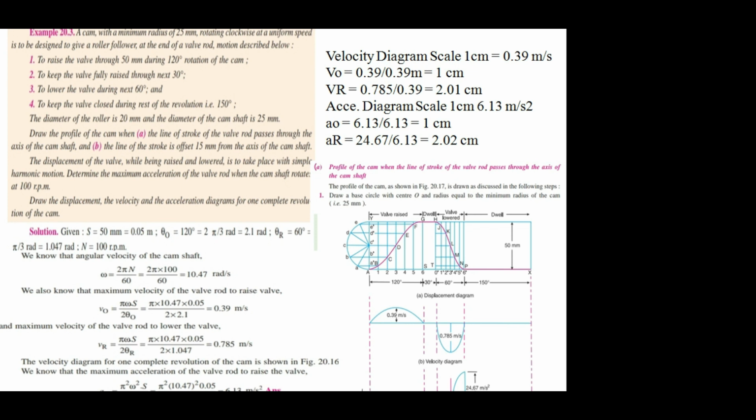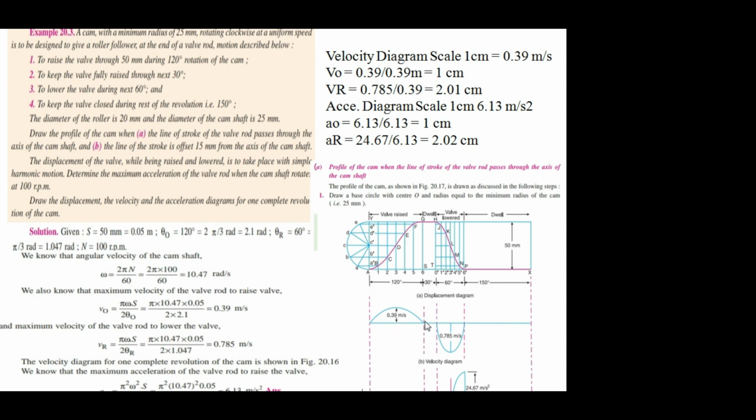The magnitude is 24.67 meter per second square. Here the velocity and acceleration diagram is drawn by taking some suitable scale. For the velocity diagram, the scale is taken as 1 centimeter equal to 0.39 meter per second. So during VO, that is the velocity of follower during outstroke, it is 0.39 meter per second divided by 0.39. You will get that vector distance as 1 centimeter.